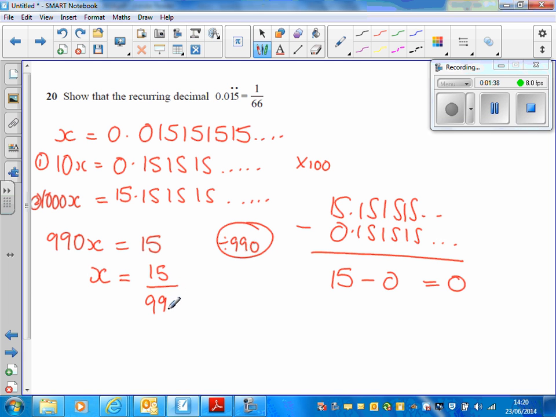Divide both sides now by 990, and you can see that x is going to be 15 over 990, which simplifies. If I divide the top and the bottom by 5, that comes out as 3, and this comes out as 198, and again if I divide by 3, that ends up as 1/66.